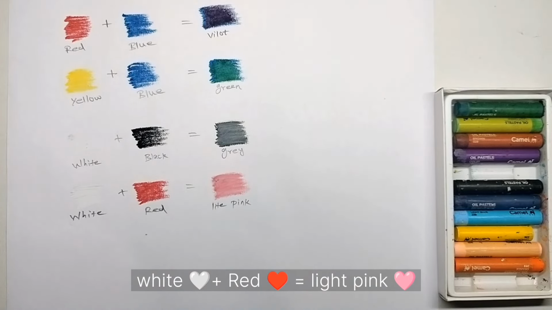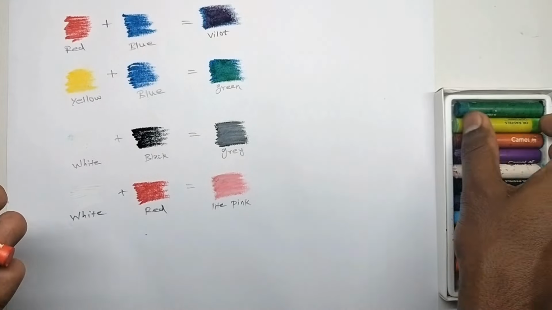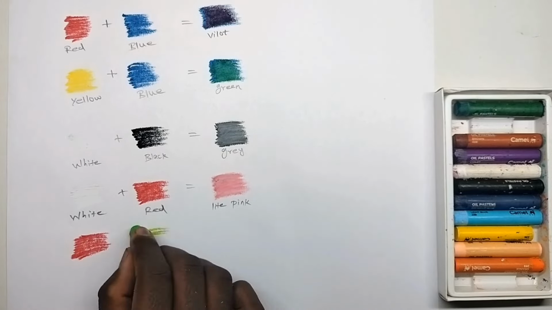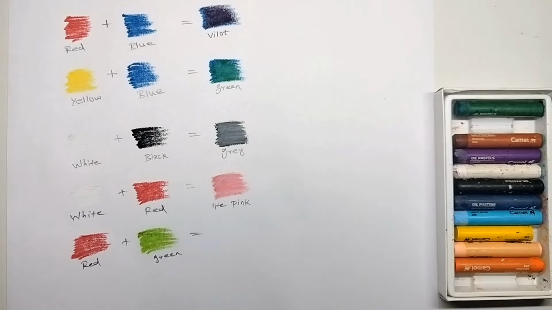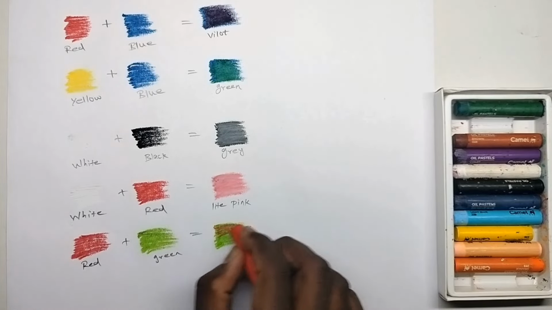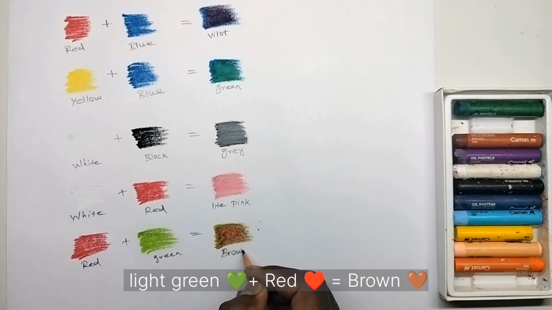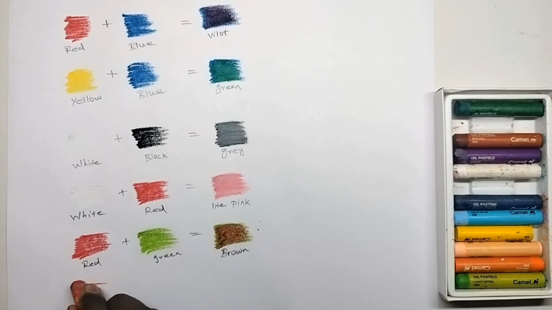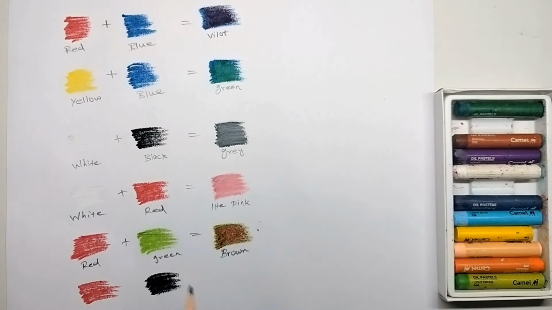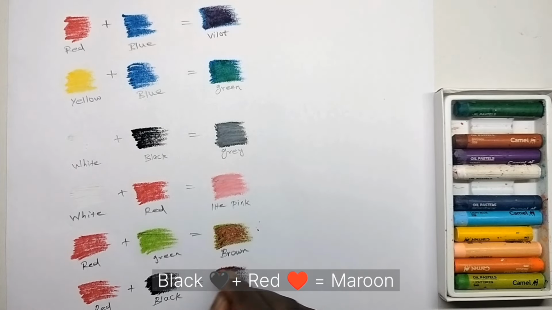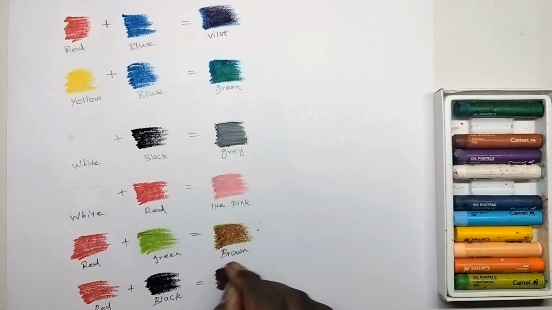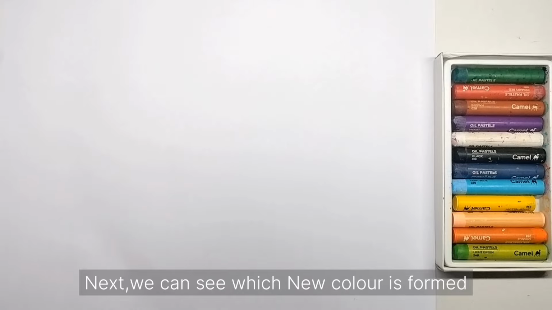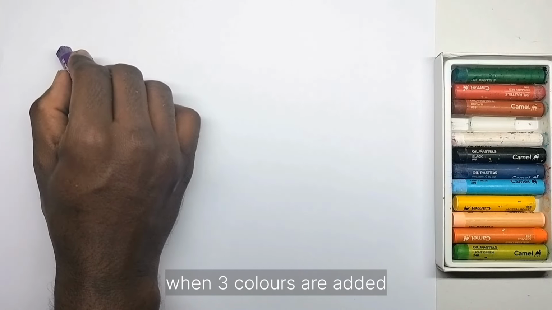Light pink color is obtained by adding white and red. Brown color is obtained by adding light green and red. Maroon color is obtained by adding black and red. Next, we can see which new color is formed when three colors are added.